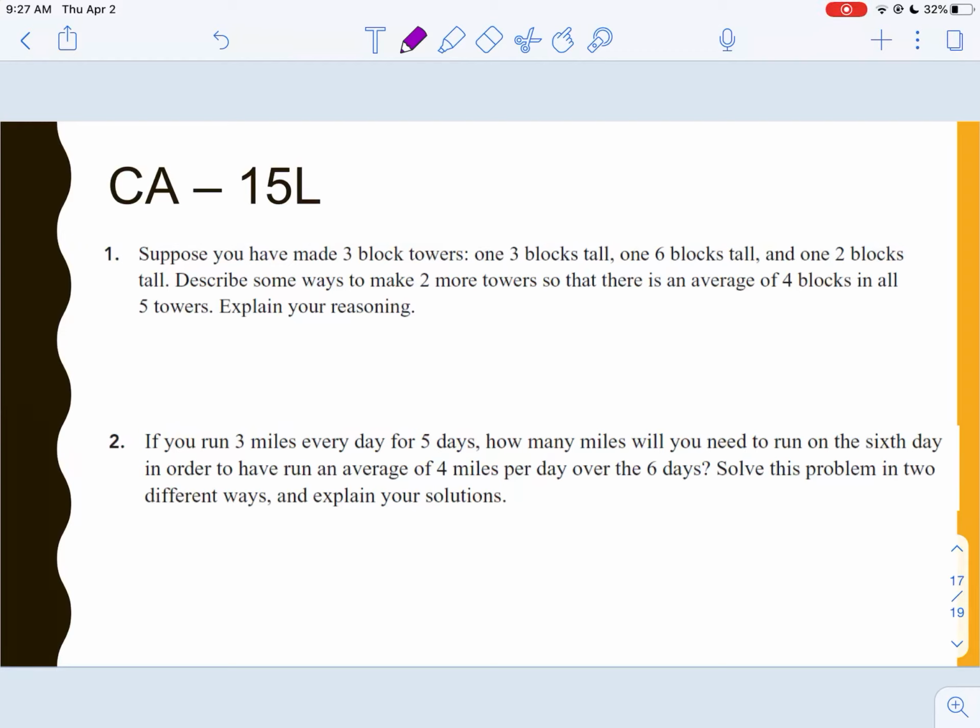Hello. In this activity, we're going to look at some problems that we can solve using the mean.